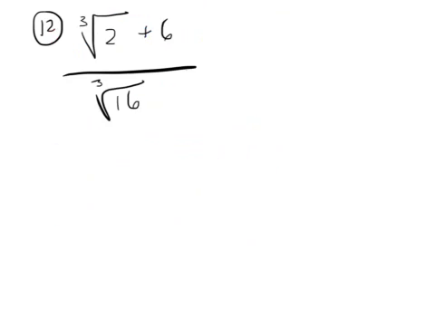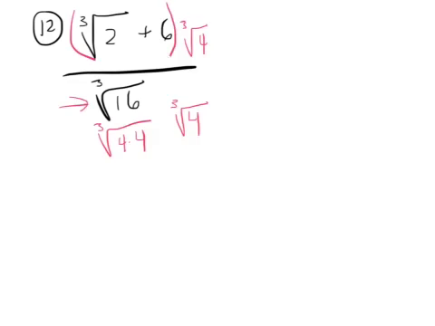In order to simplify the expression in number 12, I need to rationalize my denominator, which is the cube root of 16. And I need to multiply this by whatever it's going to take to make it a perfect cube. Now I know the cube root of 16 is the cube root of 4 times 4. And if I multiply it by the cube root of 4 again, that's going to give me a perfect cube in my denominator, because I'll have the cube root of 4 times 4 times 4, which is 4.